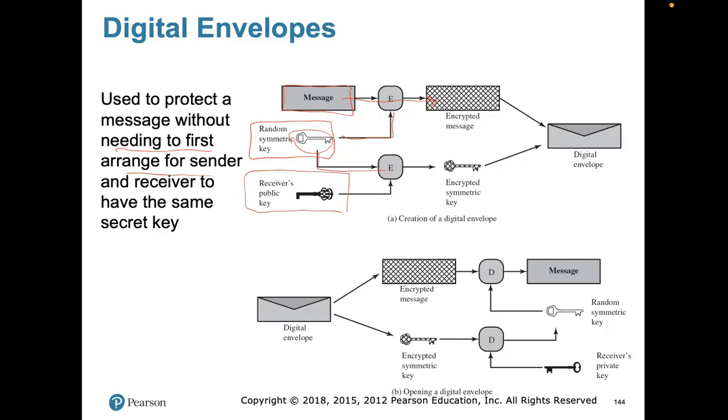We are talking about, for example, Alice and Bob, and let's say here is Alice and here is Bob. Alice knows Bob's public key. So Alice encrypts the key itself using Bob's public key, appends it to the message, and sends them to Bob. And now Bob receives.